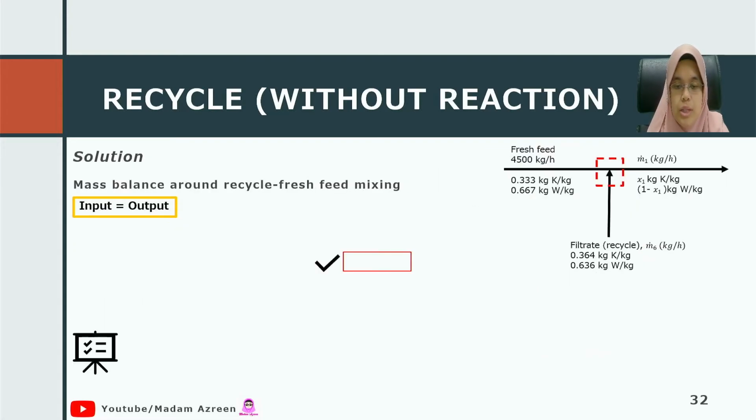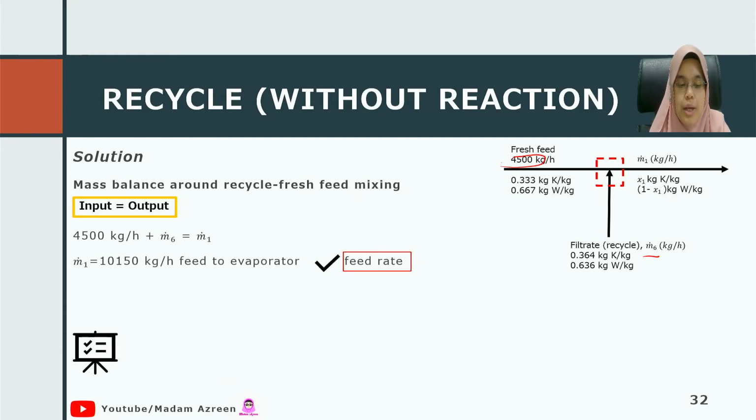So what is left? We are left with only M1 and X1 to be determined. You can decide whether to put the boundary at the recycle-fresh mixing point, or at the evaporator. Let's say we choose the recycle-fresh mixing point. You have the fresh feed as input, and M6 is also an input, equal to M1 as the output. So you can determine M1 directly since M6 was already determined previously.